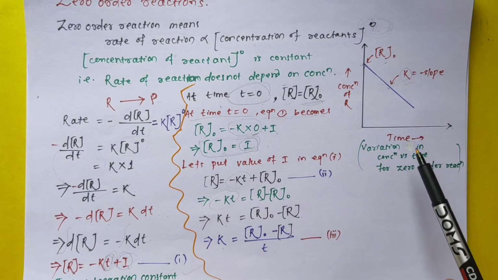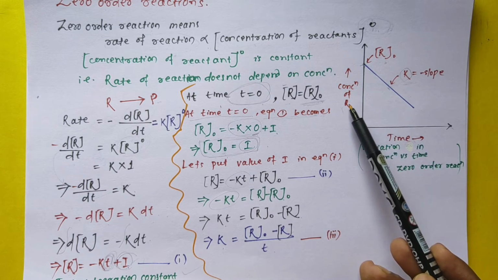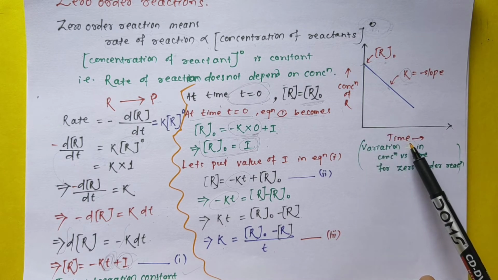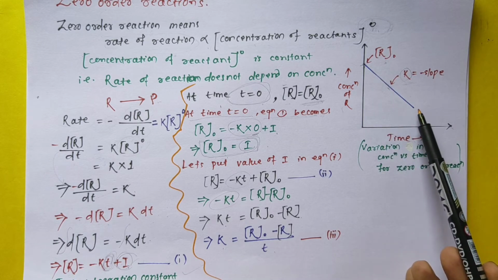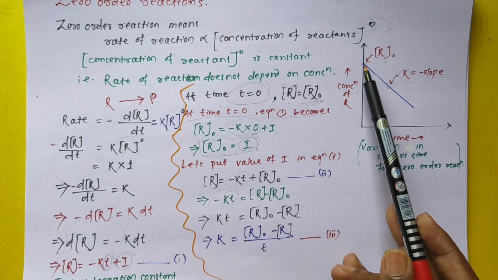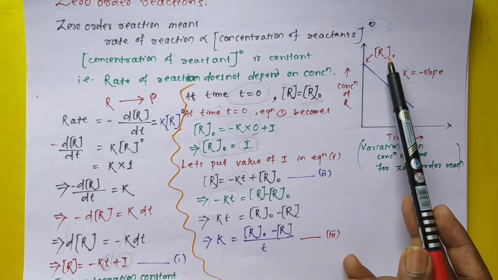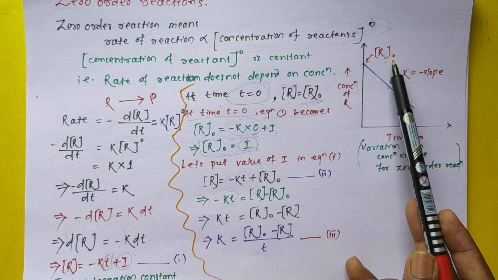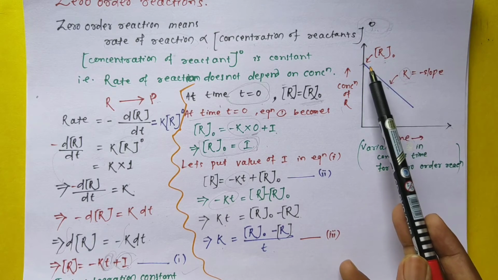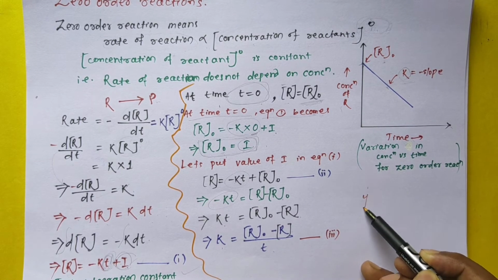So if you plot a graph between what and what? Concentration of reactants and time, then we will get a straight line, and that will intersect the y-axis at a certain point. That will give you the y-intercept, that is equal to concentration of R naught. Clear? So as it is a straight line, let's compare it with a linear equation. Clear? So the linear equation is y is equal to mx plus c.